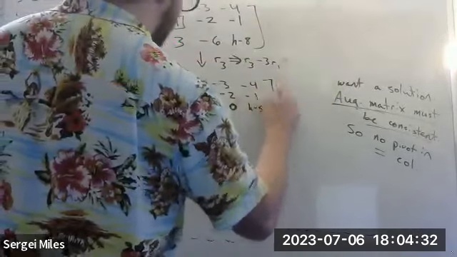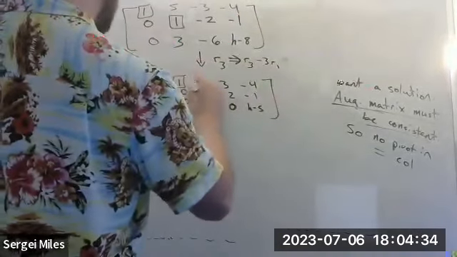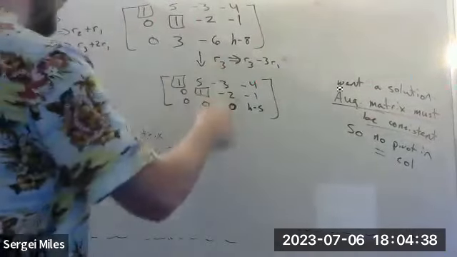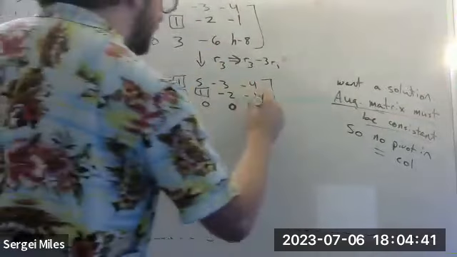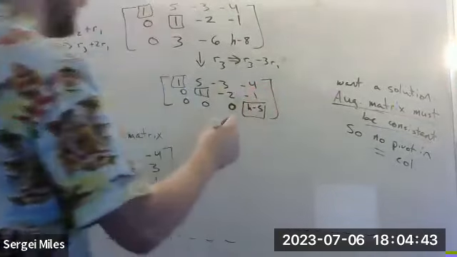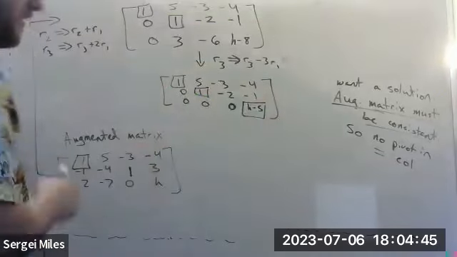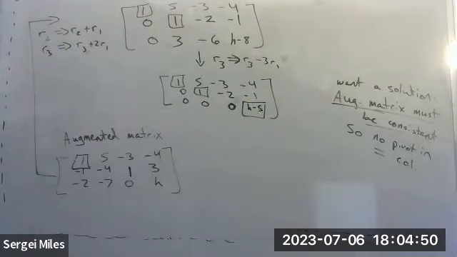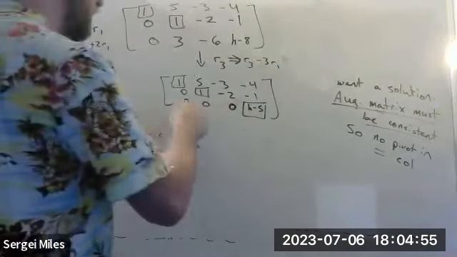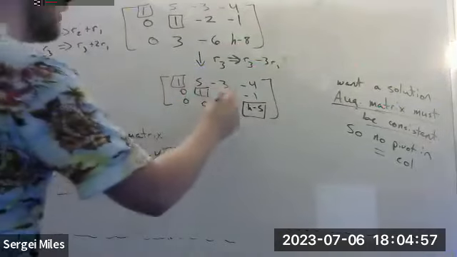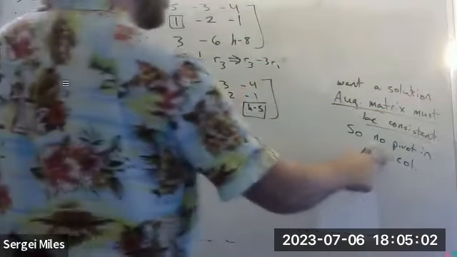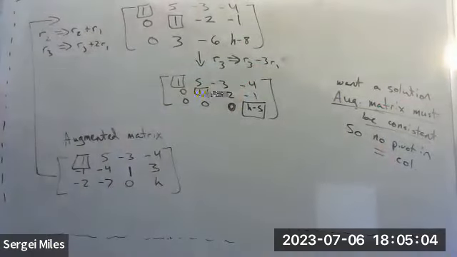H minus 5. Well, now, lo and behold, what has happened? What is the thing we have to watch out for? There's no pivot in this third column, but depending on what H you pick, you might have a pivot in this last column. So in order for this to be consistent, in order for a solution to exist, I want this final row to not be nonsense, right? In other words, I want no pivot in the equals column.